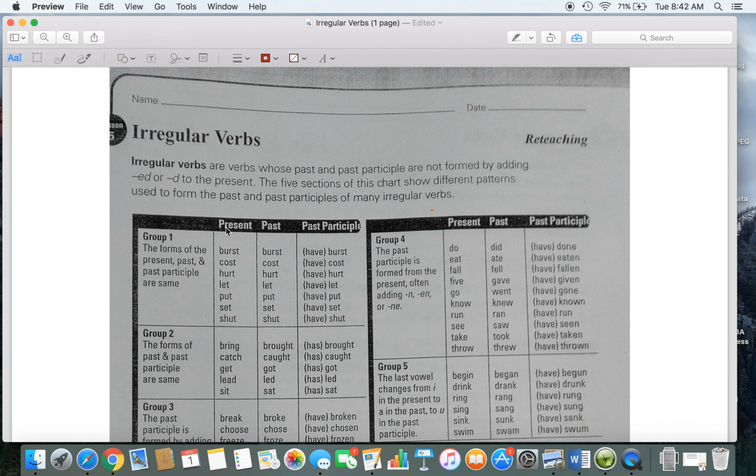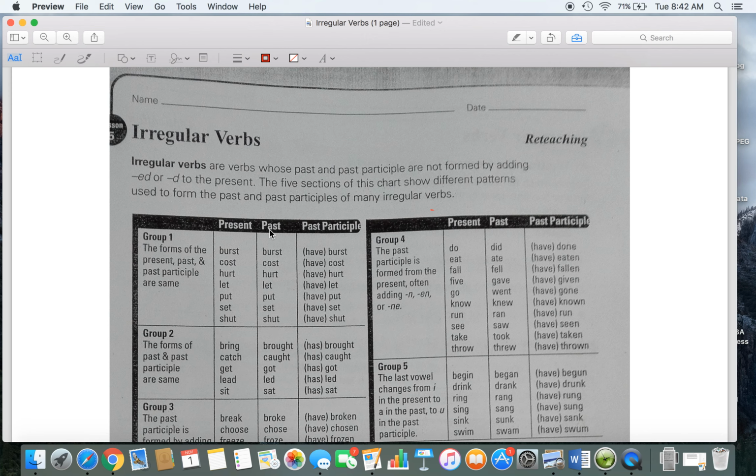So the cake costs 8 pounds, right? I shut the door. I set the papers on the table. I am doing these things now. Okay. Past are things that happened before. Maybe yesterday, maybe last week, maybe last year, maybe only an hour ago, right? So I shut the door before I left my house, right? These are called irregular because, as you can see, the present and the past look the same.